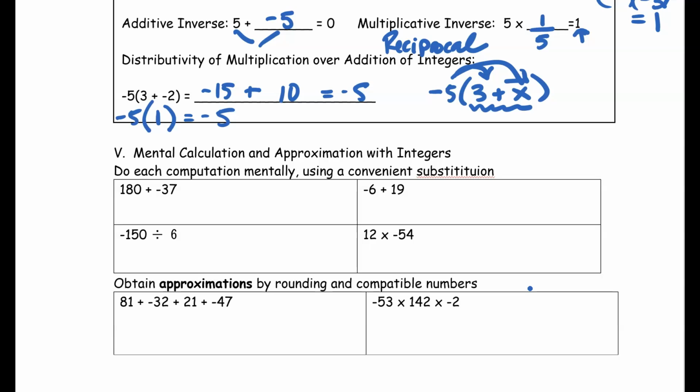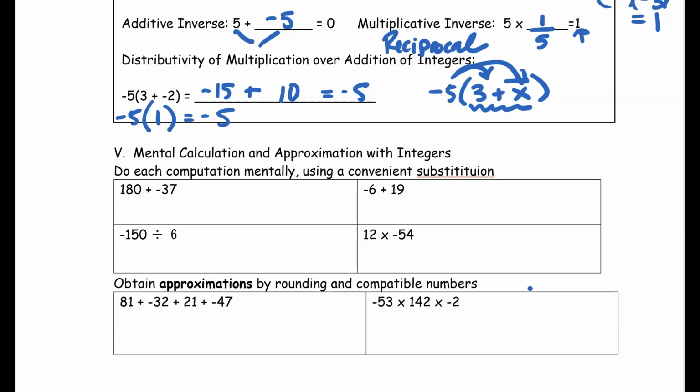Okay, so the next part, mental calculation. Just like the last couple sections that we've done, where we talked about some mental strategies on adding and subtracting, you can use some of those same strategies for integers as well. And the strategies that I'm going to offer are not the only strategies you can use. These are just some methods that came to me when I first did this problem.